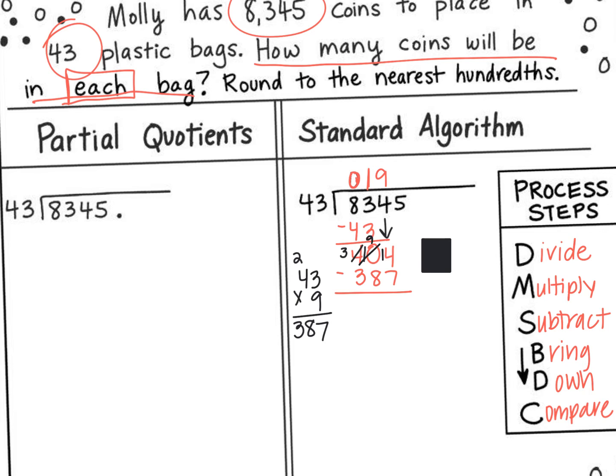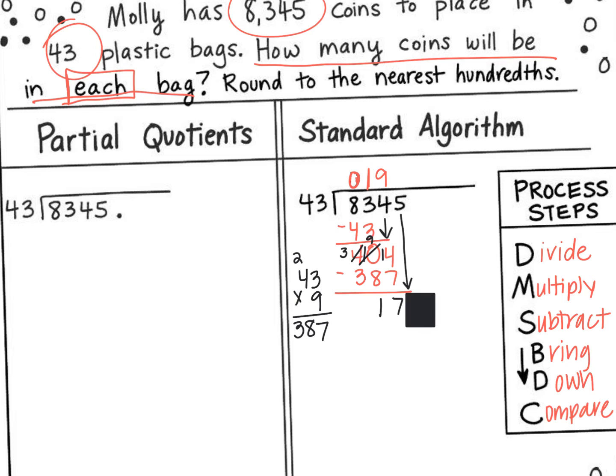Is everybody with me so far on borrowing, regrouping? I'm already done. Okay, 14 minus 7 is 7. 9 minus 8 is 1. Bring down that last digit. 17 turns into 175.